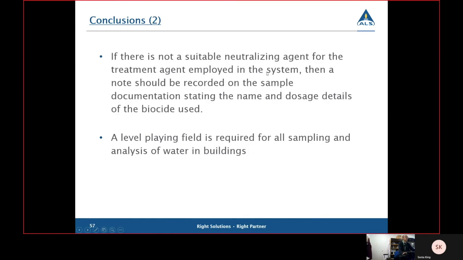If there is not a suitable neutralizing agent for the treatment agent employed in the water system, then a note should be recorded on the sample stating the name and dosage details of the biocide used. A level playing field is required for all sampling and analysis of water in buildings.